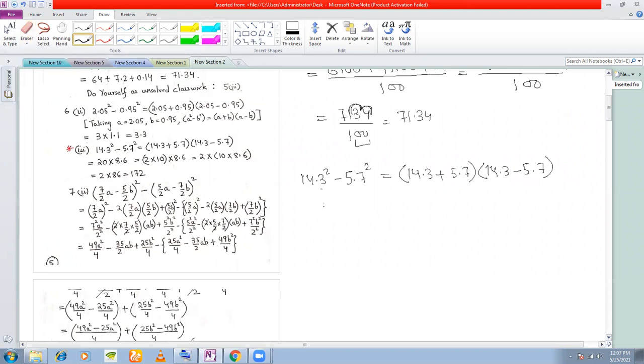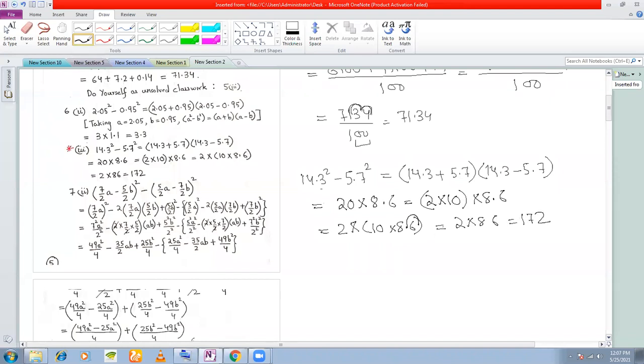So therefore now this becomes 14.3 plus 5.7 is 20, and 14.3 minus 5.7 is 8.6. If you want to multiply this, an easier way is break 20 as 2 into 10, into 8.6. And then you link this 10 with 8.6. And remember, whenever you are multiplying 10 with a decimal number, that is decimal shift to the right, right? So this becomes 2 into 86 only. So this becomes 172. That's it. Okay, next one.